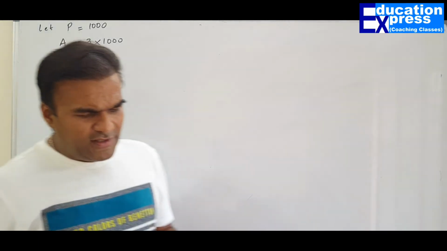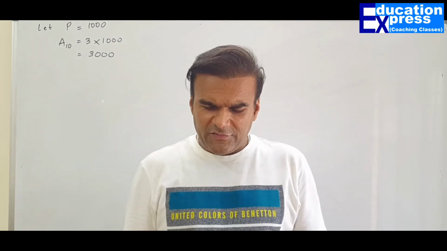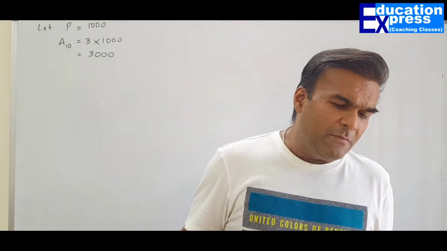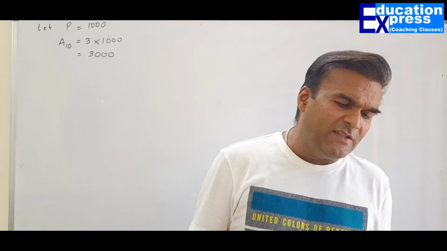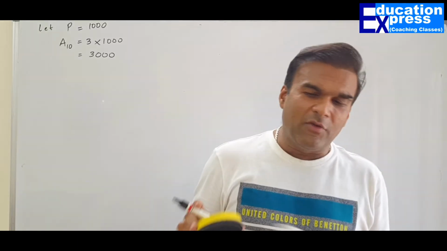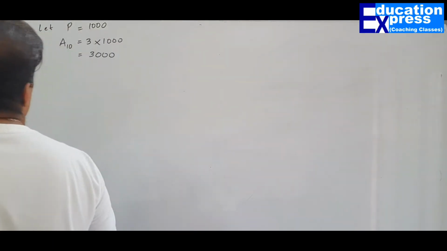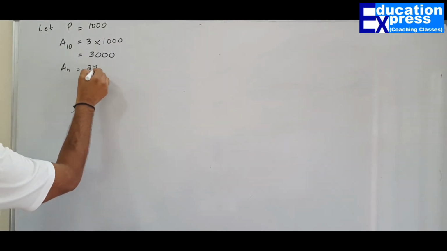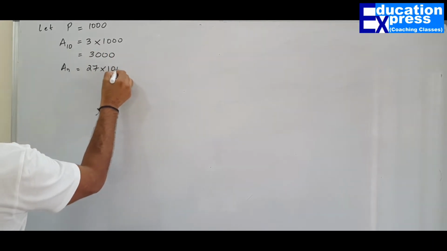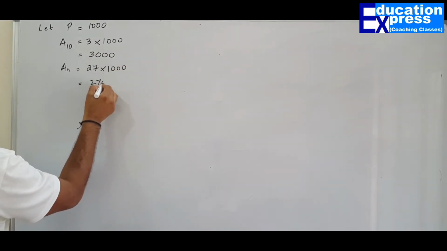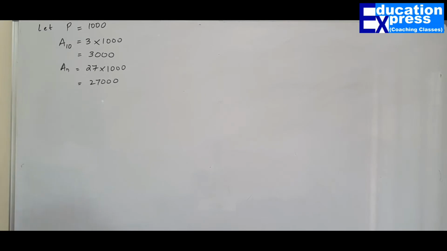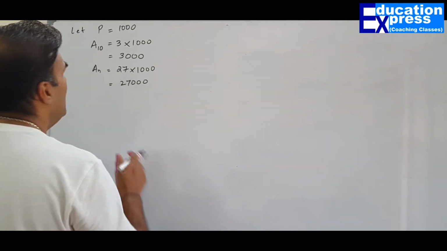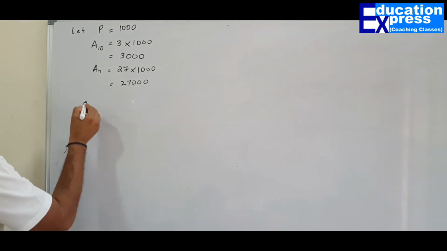Alright. What does it say further? Then it says, find in how many years will the money become 27 times of itself at the same rate of interest. We have to find in how many years it's going to become 27 times of itself. That means in how many years the money will become 27,000. We have already done a similar type of sum before also. Let us apply the same analogy to solve the sum.